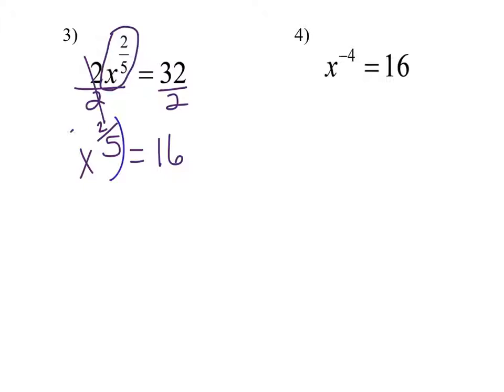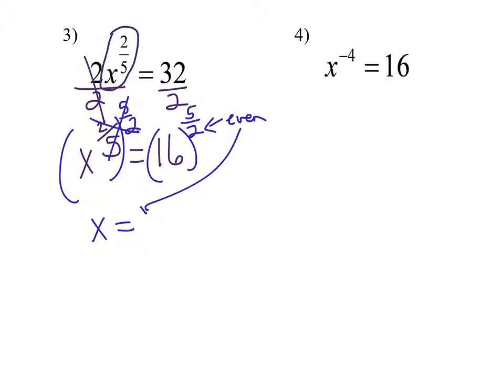Now, this thing needs to be flipped. We need to get x by itself. Okay, when we do that, those cancel out, and we're just left with x equals 16 to the 5 over 2 power. Well, that is odd. That is even. So I know that I must plus or minus. And then you just have to do 16 to the 5 over 2 power in your head.